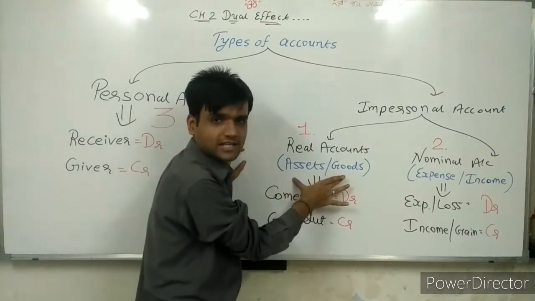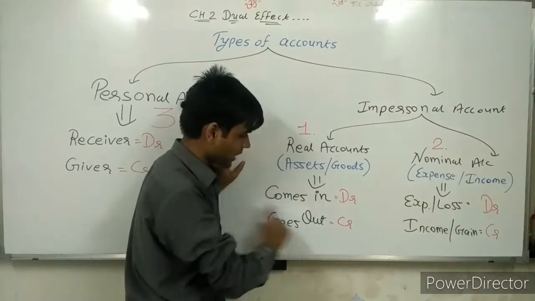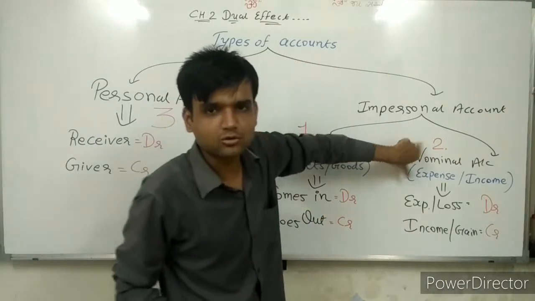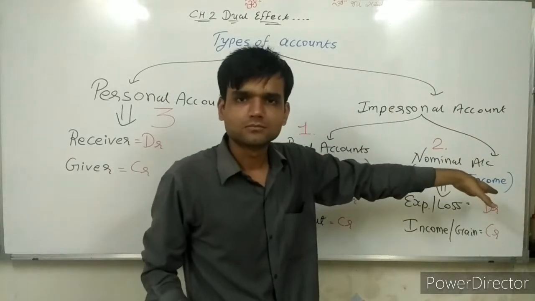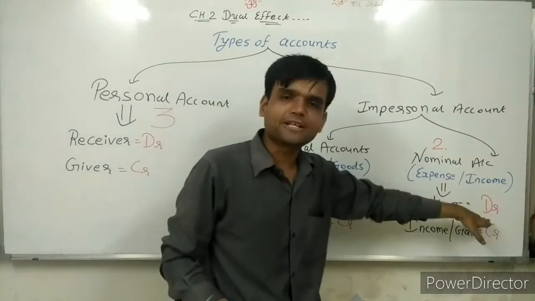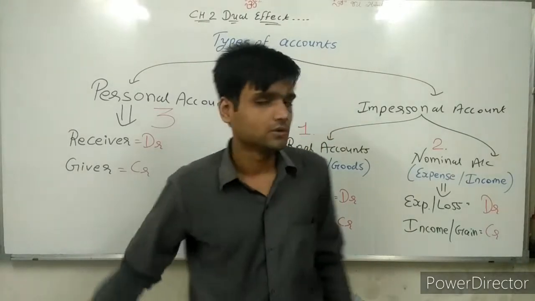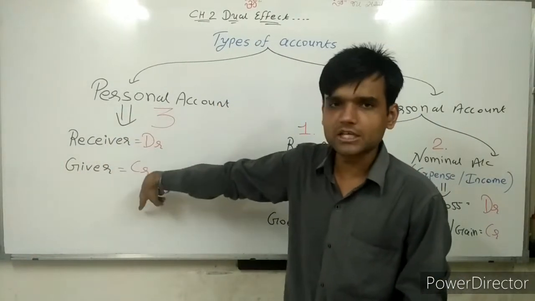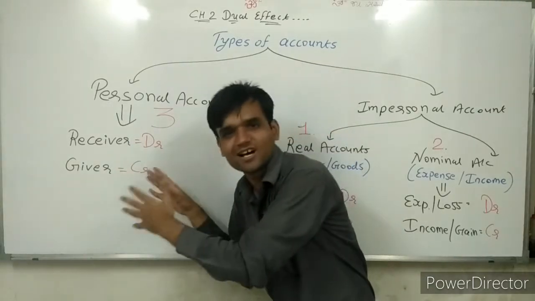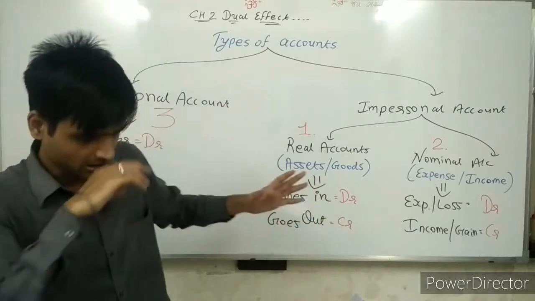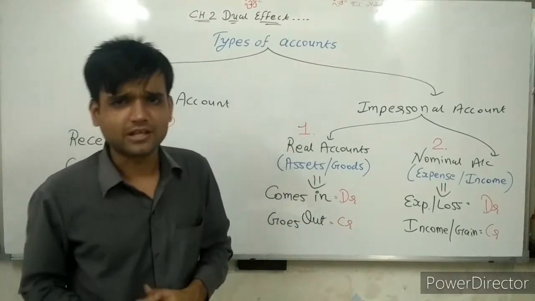Real account is related to assets and goods. Asset comes in or goes out: comes in, debit; goes out, credit. Going ahead, nominal account, that is expense or income. Expense or loss is debited, income or gain is credited. This is the rule for nominal account. Personal account: receiver or giver. Receiver debit, giver credit. So in this way, these rules are applicable as per different transactions.